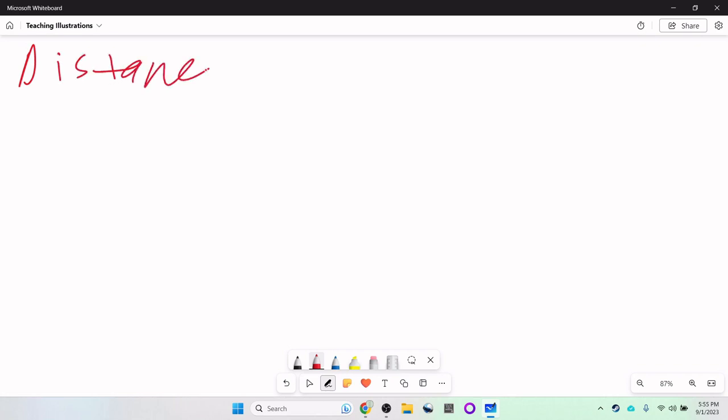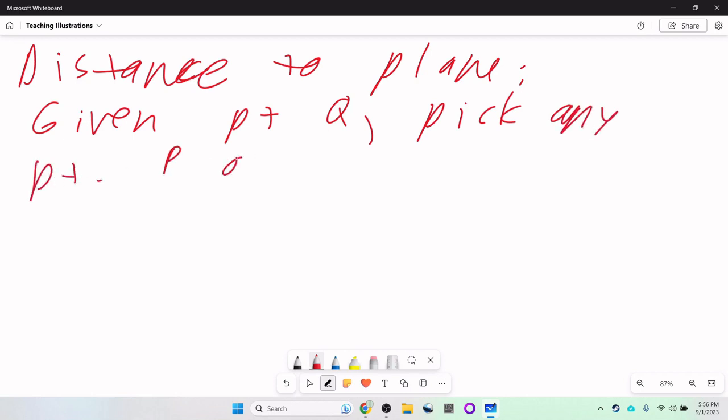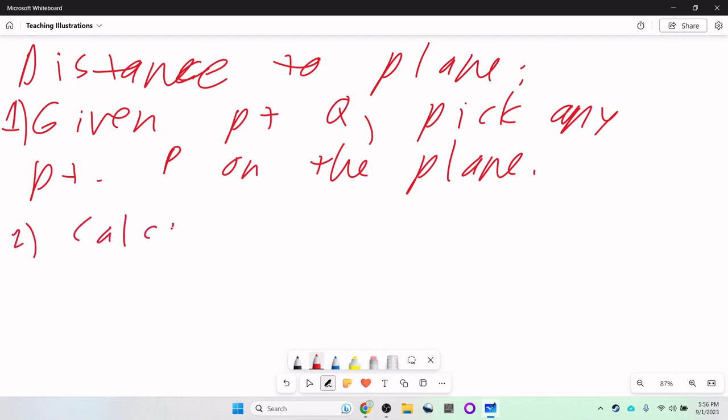distance to plane. We are given a point Q. Pick any point P on the plane. That's step one. Step two would be calculate the vector PQ.